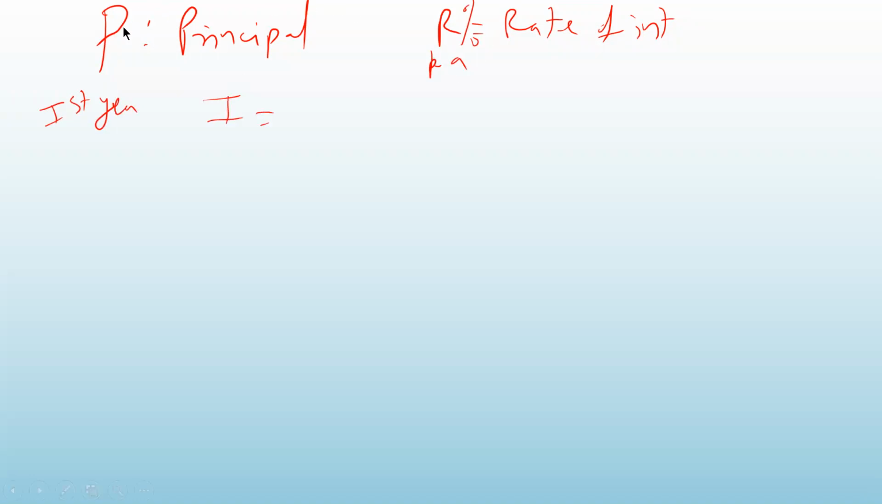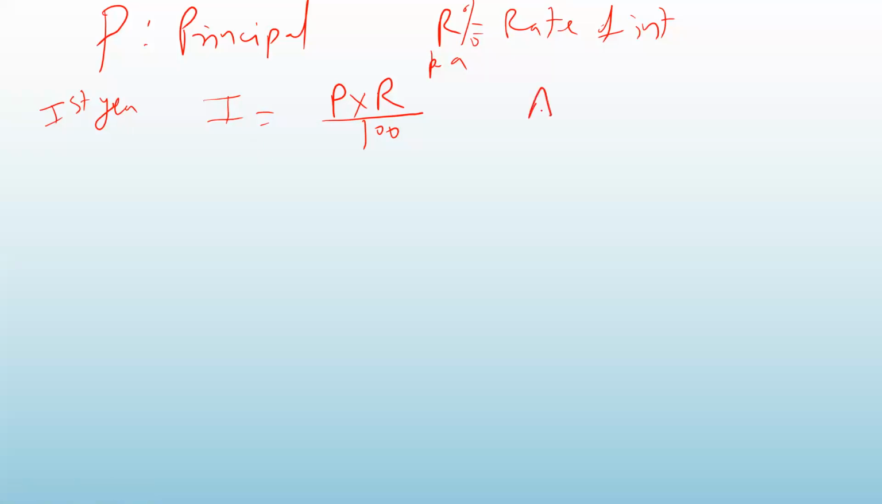R percent of P, correct? Rate of interest is R percent per year. So R percent of the principal. So this is my principal, R percent of this. So PR upon 100, this is my interest in the first year.